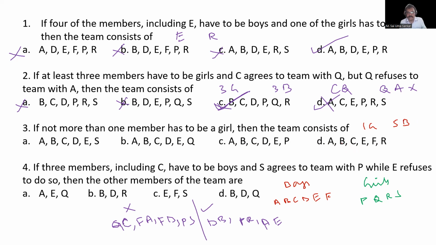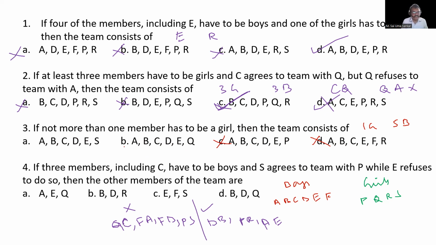Next, if D is there, B must be there. Strike off this one. DB, DB, DB. Yes. If A is there, E must be there. AE, AE, AE. If P is there, R must be there. Strike off this one. Now come to the remaining. Only one girl, that is also valid.